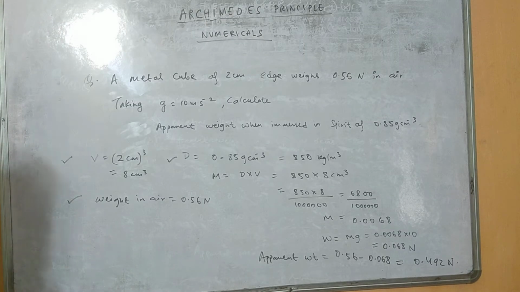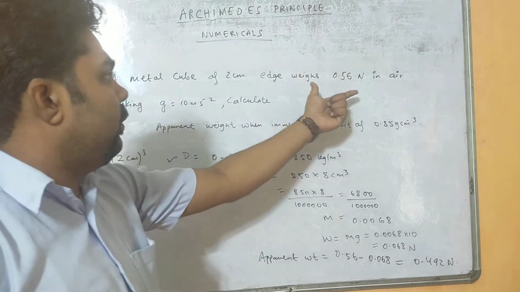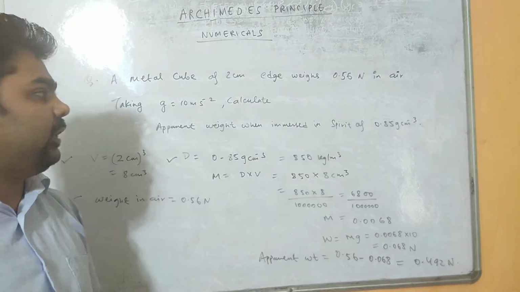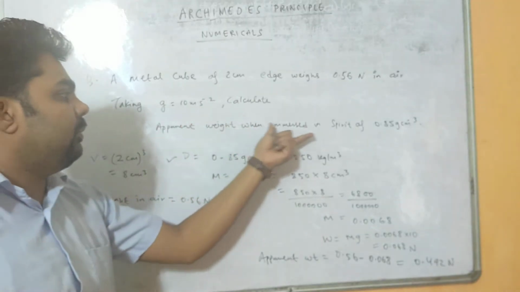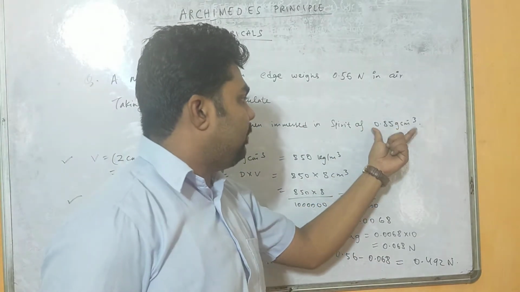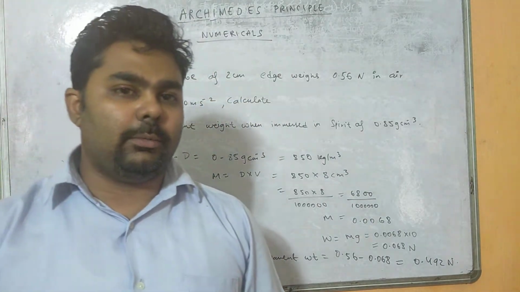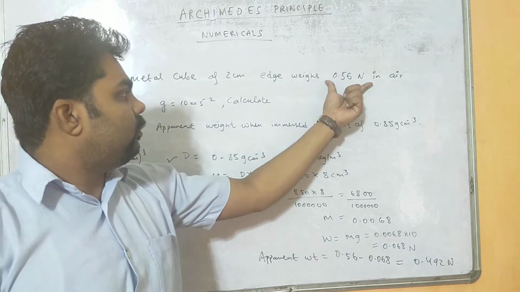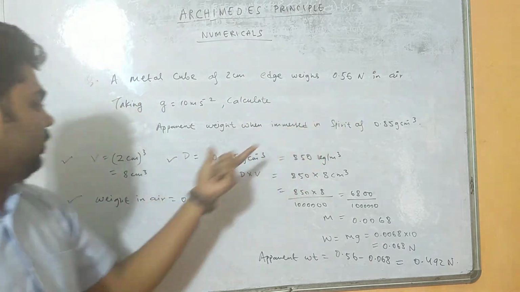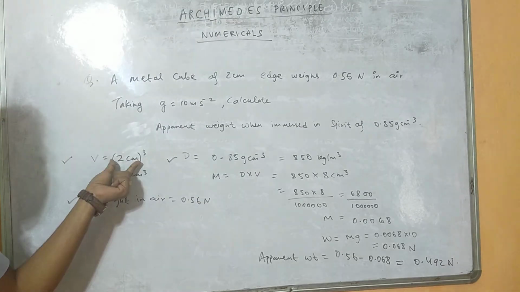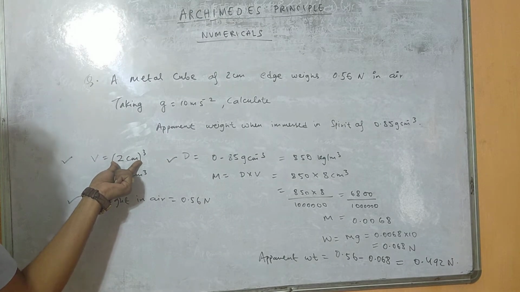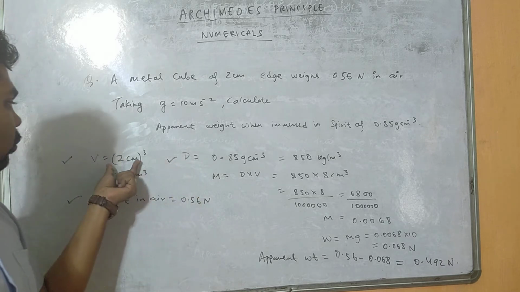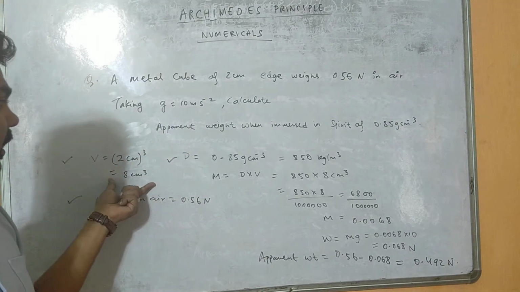A metal cube of 2 cm edge weighs 0.56 Newton in air. Take g equals 10 meter per second square and calculate the apparent weight when immersed in spirit of 0.85 gram per centimeter cube. So the density of spirit is given as 0.85 gram per centimeter cube, and the weight in air is given as 0.56 Newton. The edge is 2 centimeter, so the volume will be 2 centimeter to the power 3, that is 8 centimeter cube, right?